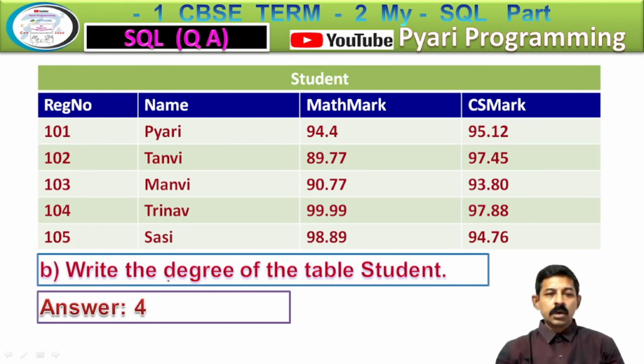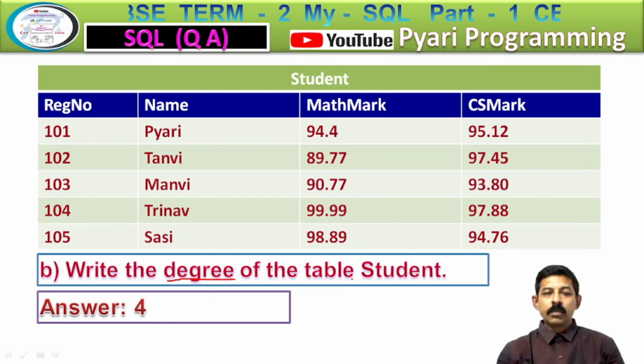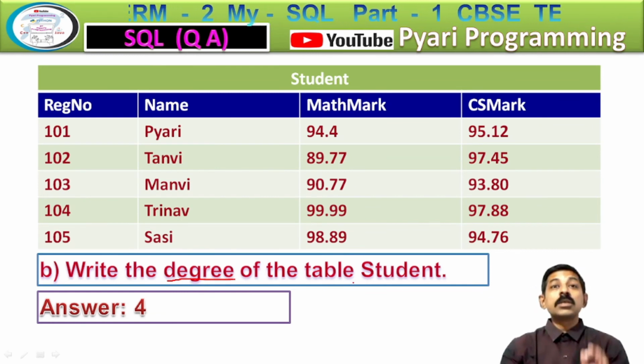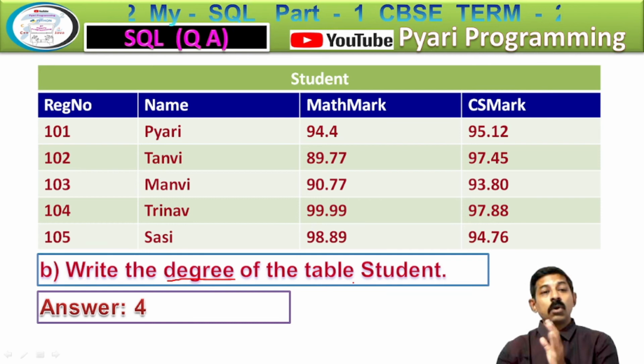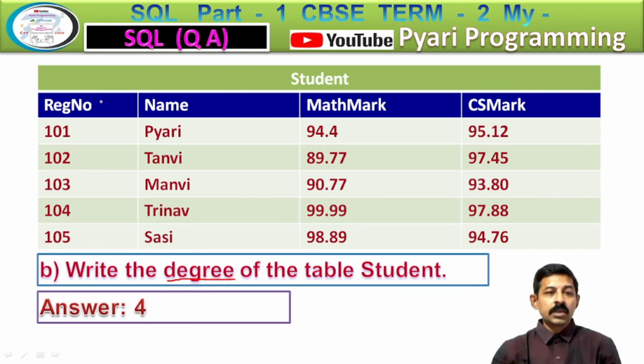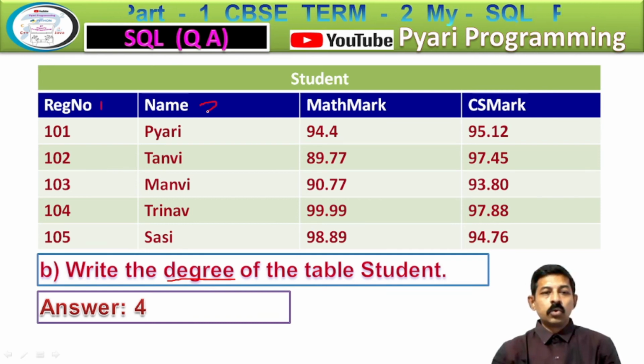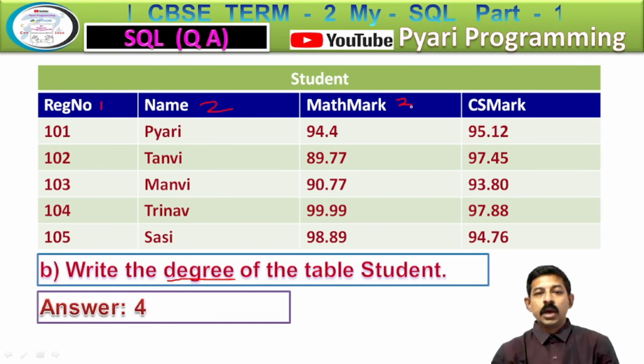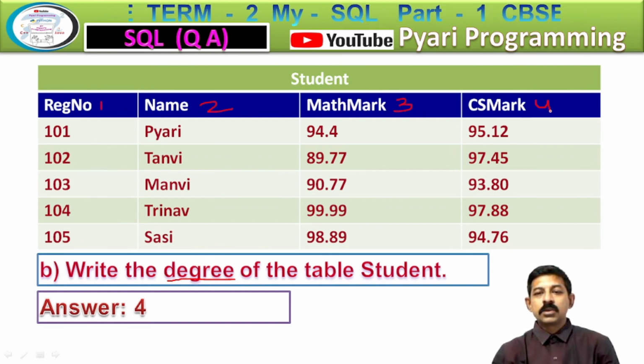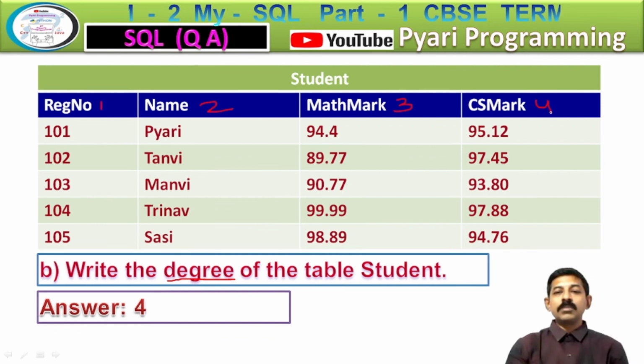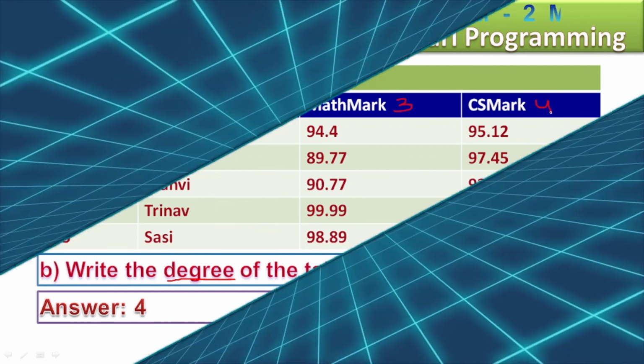Now this question says write the degree. This one is the important one. Write down the degree of the table student. Degree means the number of columns in the table. So how many columns are there? These are your columns: 1, 2, 3 and 4. So the answer is 4 columns. That's why the degree of the table is 4.